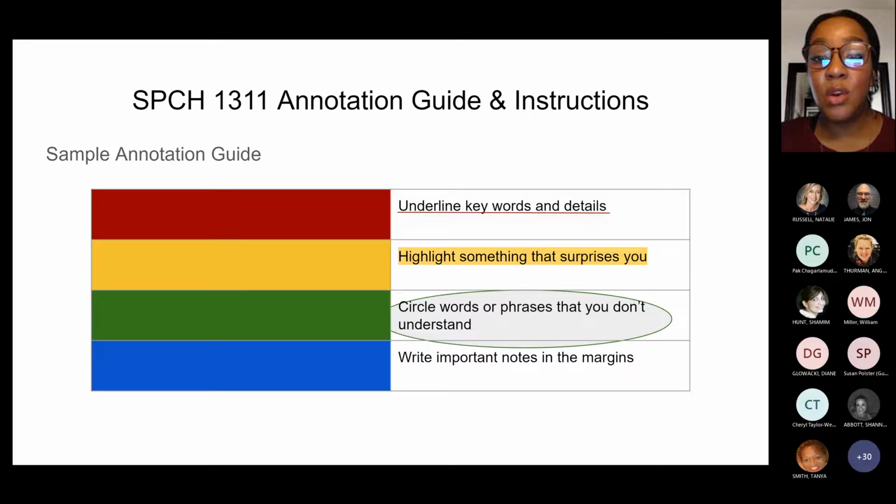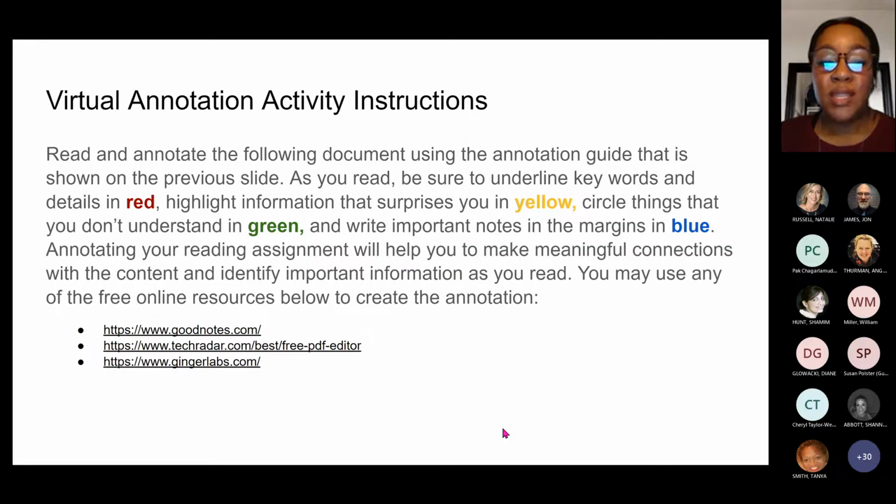details. Yellow means you're going to highlight something that surprises you. Green, you're going to circle any words or phrases that you don't understand. And then in blue, you're going to write your important notes in the margin in blue. So we have these 4 colors, and you have a guide showing the students what they would do with each color. Then you want to provide some written instructions.